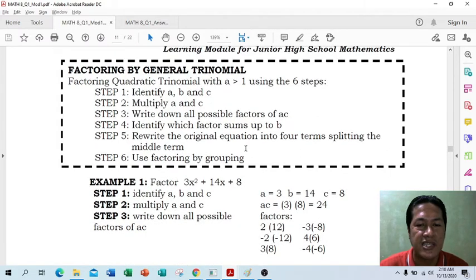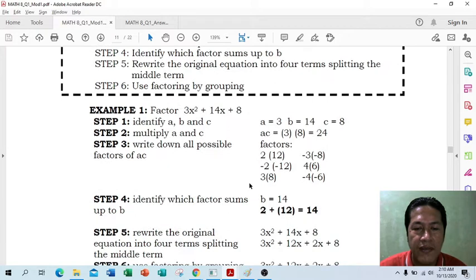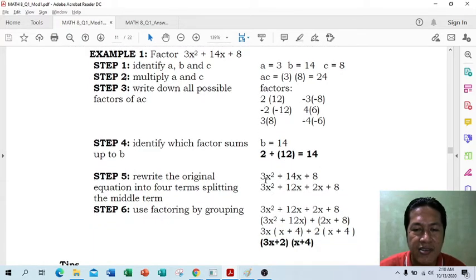Multiply a and c. 3 times 8 equals 24. Find the factors of 24 that equal 14 when added. So, 2 plus 12 makes 14. So, use the factors 2 times 12. Okay? So, rewrite 3x squared plus 14x plus 8 as 3x squared plus 12x plus 2x plus 8.